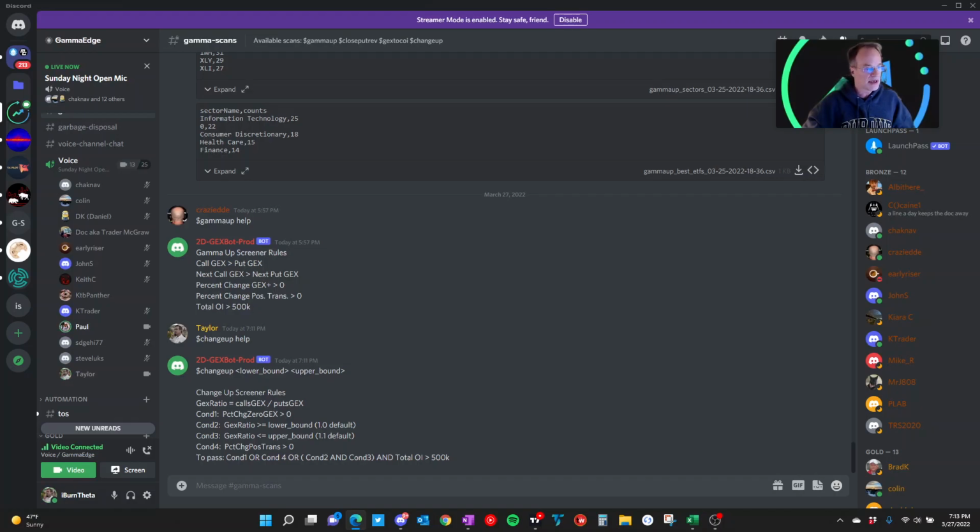So go into Gamma Scans, and you can see that Taylor just ran the command changeup with a $ in front of it, of course, and then the word help. And you can do that with any of the scans. And you can see that it's got a lower bound and an upper bound. And if you look down in the help descriptor there, it specifically says 1.0 is the default and 1.1 is the default for the lower and the higher.